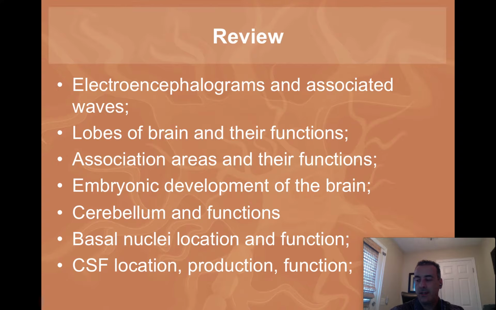So where is CSF located? Think about ventricles in the brain, lateral versus the third ventricle, and so forth. And with that, you should be able to put together where the CSF is located and its production.